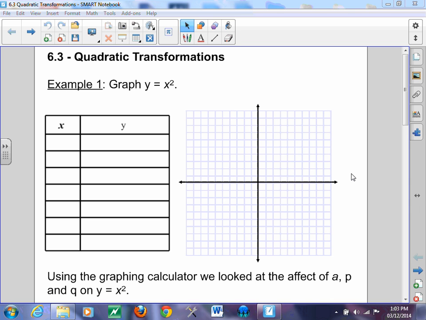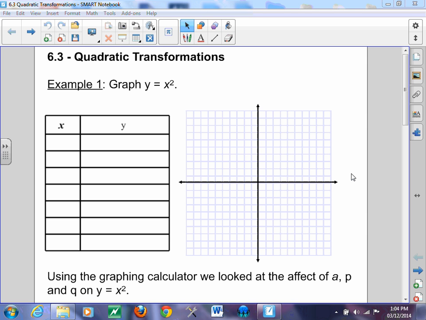Hello class, and welcome to lesson 6.3, quadratic transformations. If you recall, in unit 4, ladies and gentlemen, we used the graphing calculator to take our parabola and we shifted it left, we shifted it right, we shifted it up, we shifted it down, we stretched it, we compressed it, and we also flipped it upside down. So what we're going to be doing is learning how to do that without using the graphing calculator today, folks.